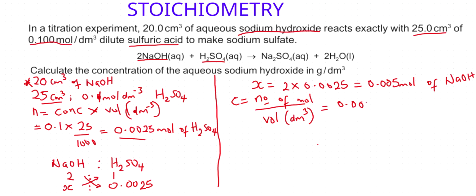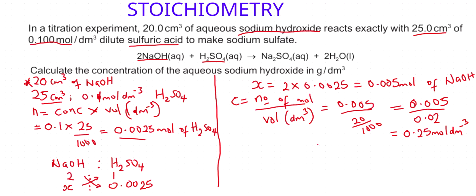Divided by the volume. But remember, we still need to divide that by 1000 in order to convert that to decimeter cube. So our concentration of sodium hydroxide in mole per dm cube is 0.25 mole per dm cube. We're not done yet because the question says that we should calculate the concentration of sodium hydroxide in gram per dm cube. So what is the relationship between concentration in mole per dm cube and gram per dm cube?